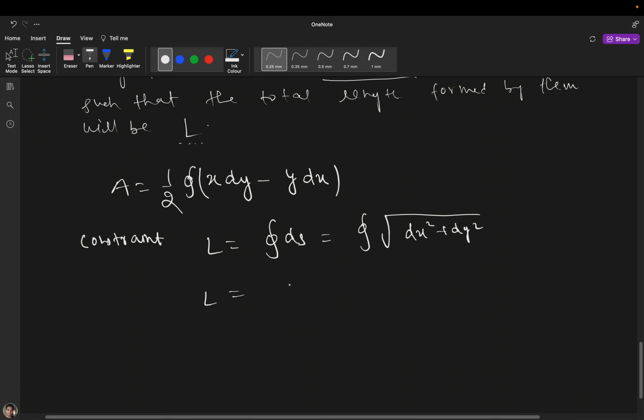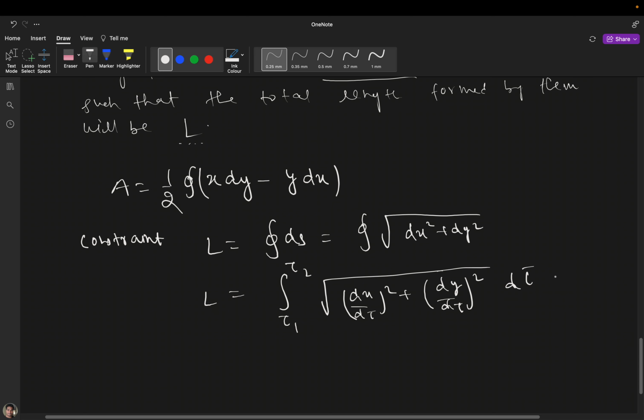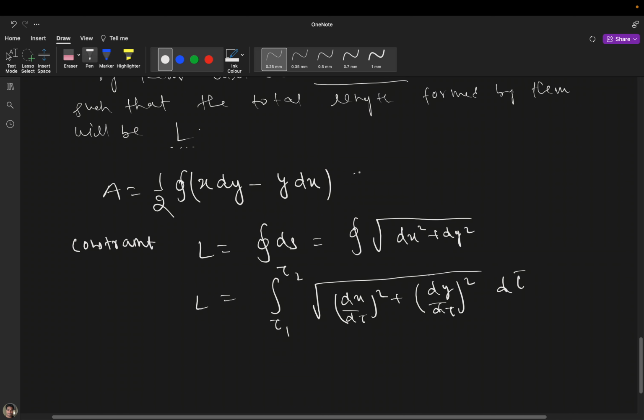Or you can write it by introducing another parameter, or another independent variable, tau. So I can write the square root of (dx by d tau) raised to the power 2 plus (dy by d tau) raised to the power 2, d tau. Here also, if I introduce tau, I can write the integral of x dy by d tau minus y dx by d tau, d tau.